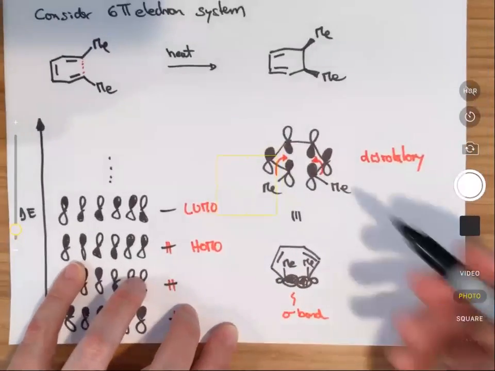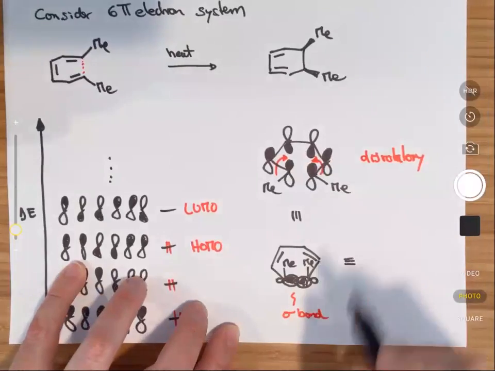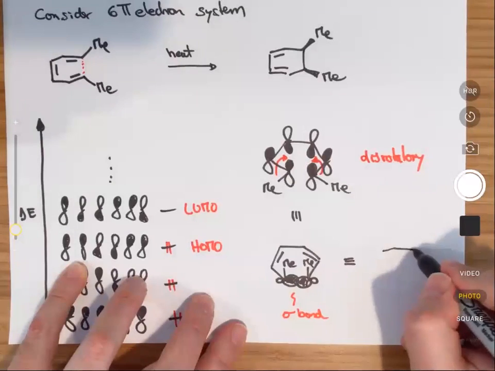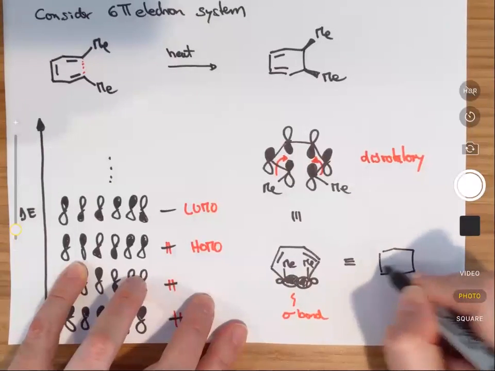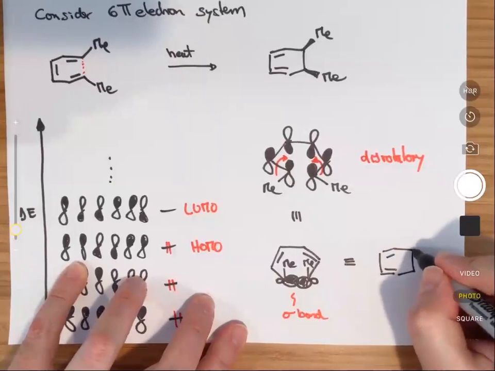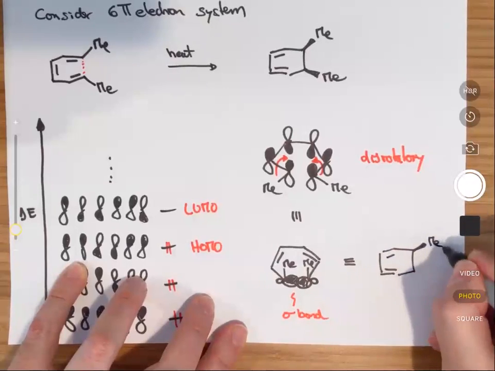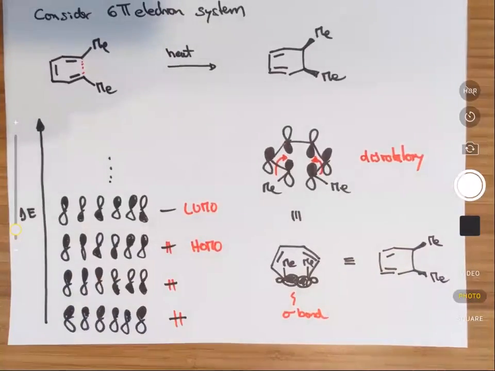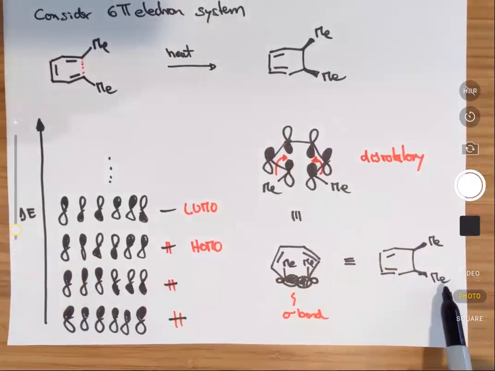Now again, if you translate this into a structure that you see up here, they end up on the same side. So we actually have the methyl groups like this, right? So it's exactly the same structure that we had predicted here.